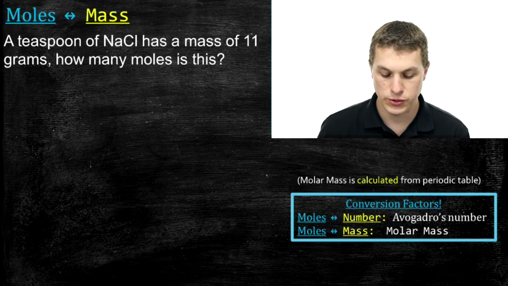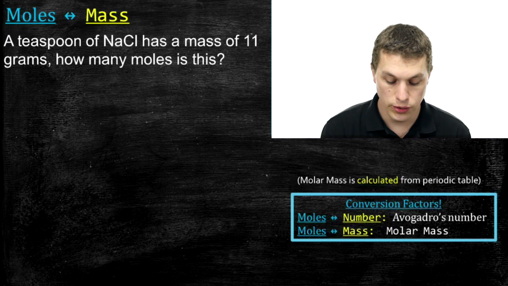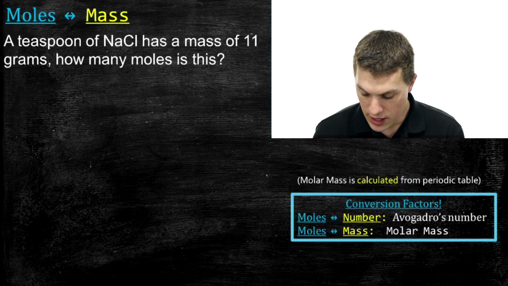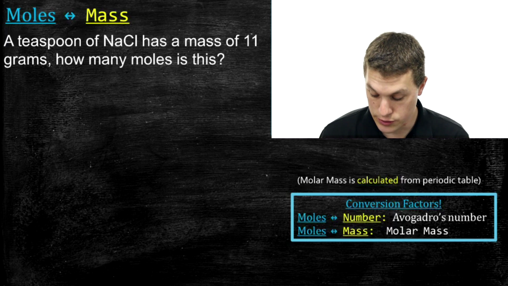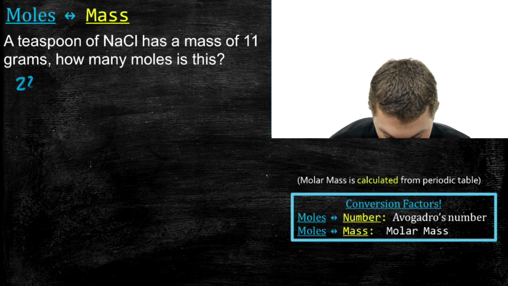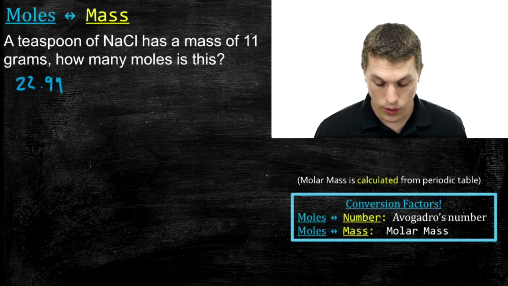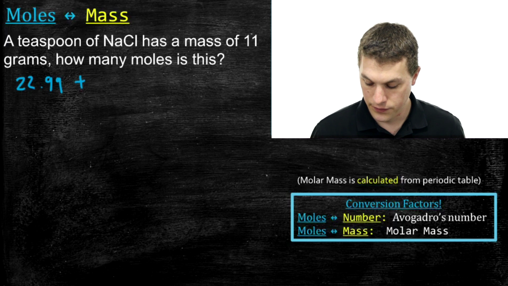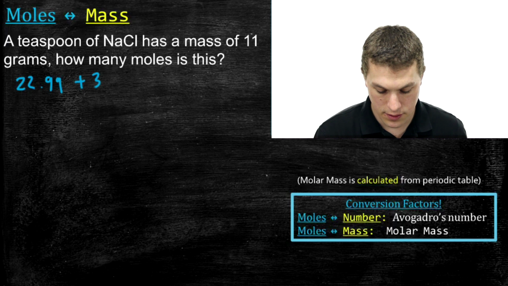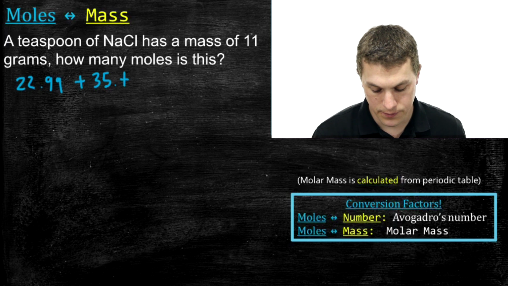So the first thing we're going to do is calculate the molar mass of sodium chloride. To do that, we go to the periodic table, and first we look at the molar mass below sodium, and that turns out to be 22.99. And then we look at the molar mass of chlorine, and that turns out to be 35.45.